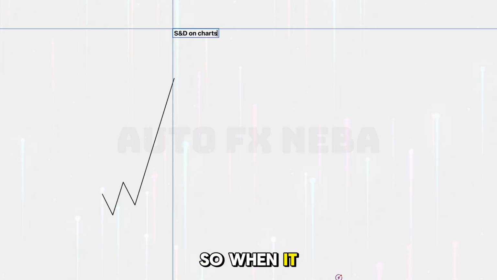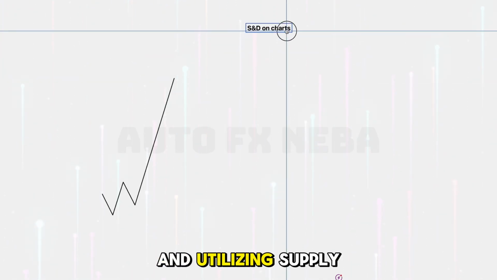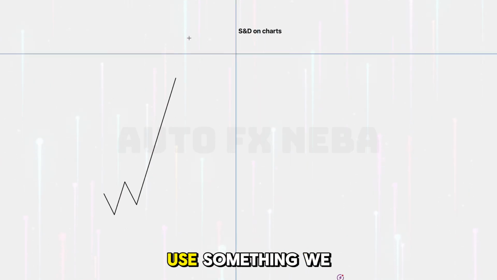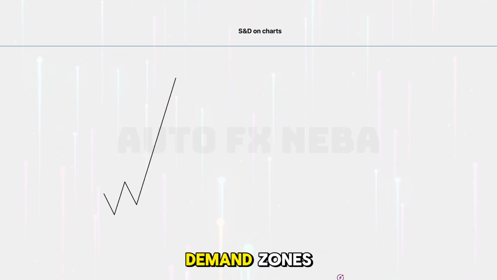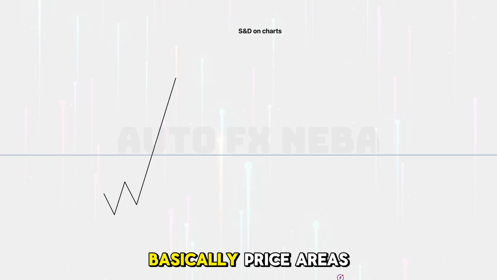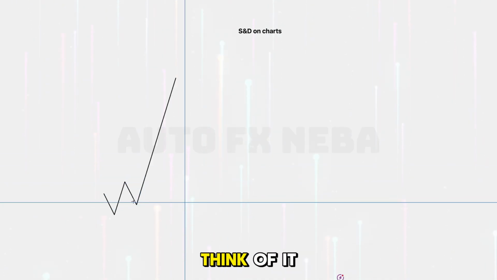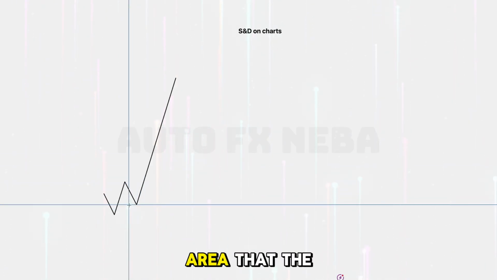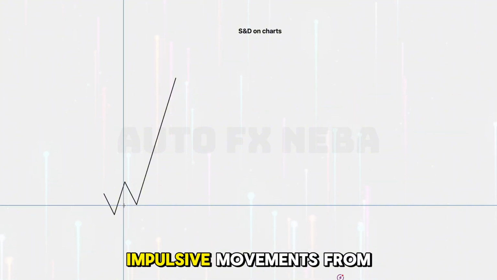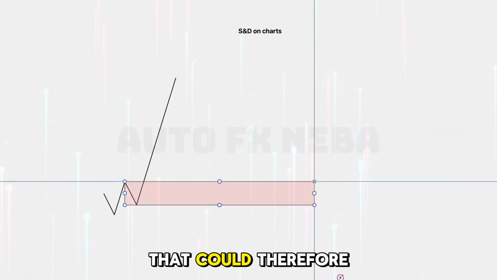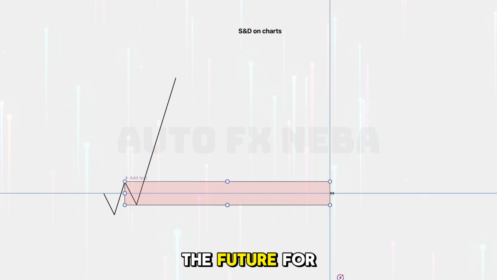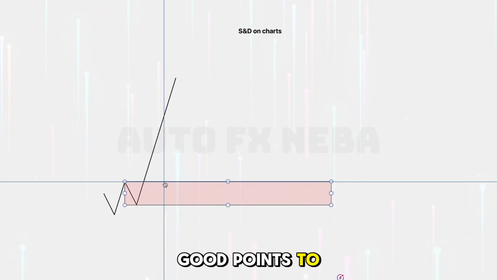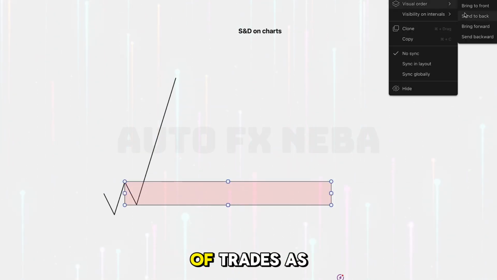So when it comes to identifying and utilizing supply and demand on charts, we use something we call supply and demand zones. So these are basically price areas. This is how you've got to think of it. It's a price area that the market has created impulsive movements from that could therefore be utilized in the future for us to find good points to get into and sometimes out of trades as well.